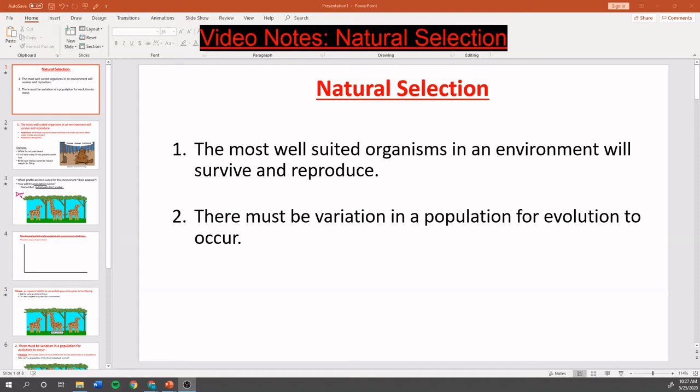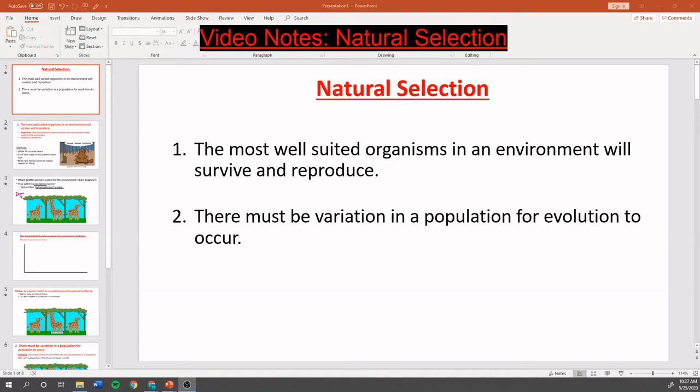Two main things that we're going to talk about. There are plenty more, but we got to kind of get this down a little bit. Two main things: the most well-suited organisms in an environment will survive and reproduce. Okay, so that's the survival of the fittest part. That's the main thing we're going to talk about.